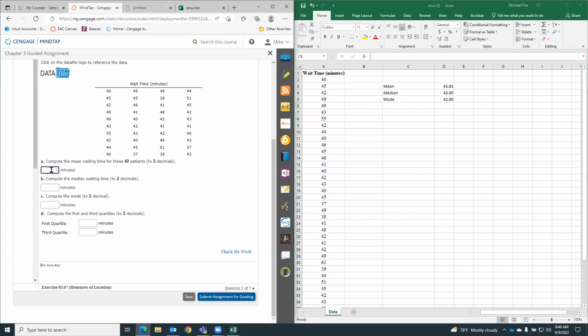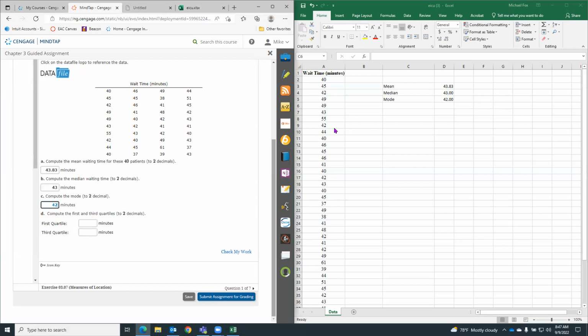All right. So the mean or average waiting time is 43.83. The median wait time is 43. The mode is 42. Remember, the mode is the data point that occurs most often in the set.